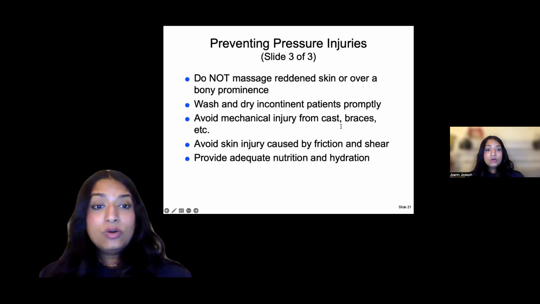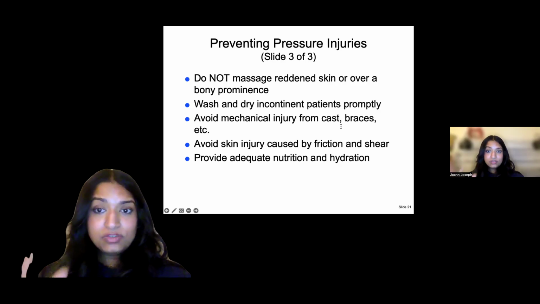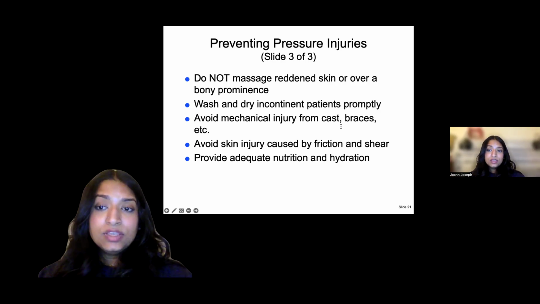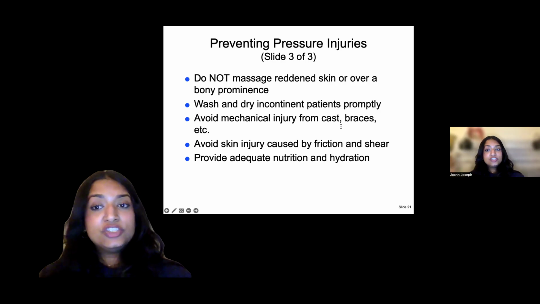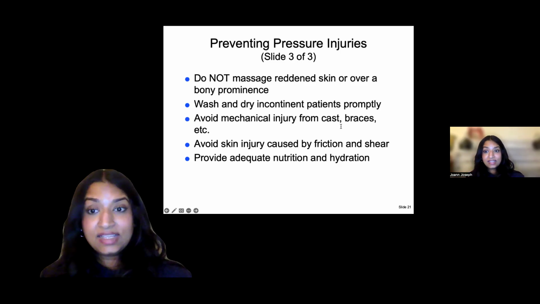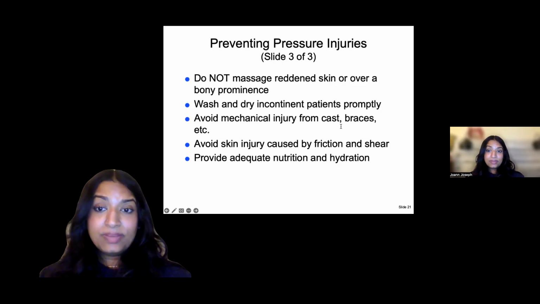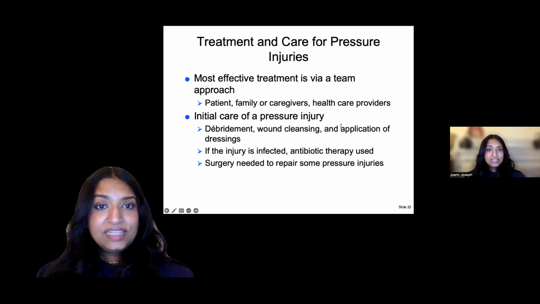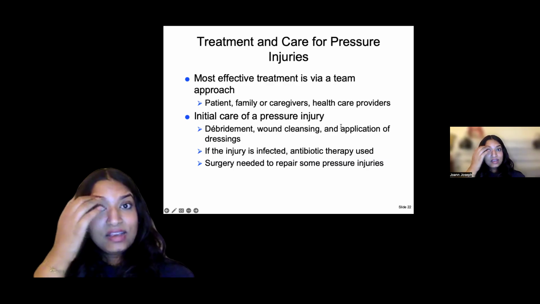And as I said, always have them eat and drink water throughout the day. So there's bed and cushion devices like air inflation and deflation pads, there's gel pads, water beds, foam pads for different things. Treatment and care for pressure injuries. Most effective treatment is via a team approach. So yes, it does take a lot of people.